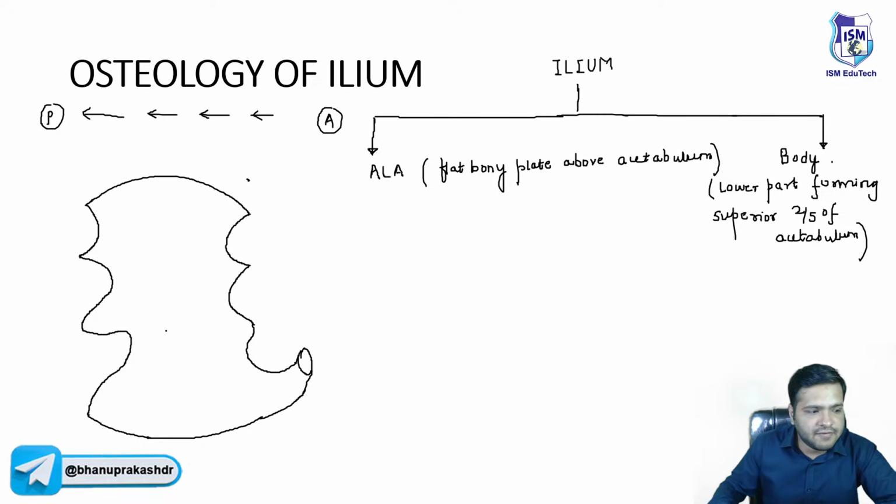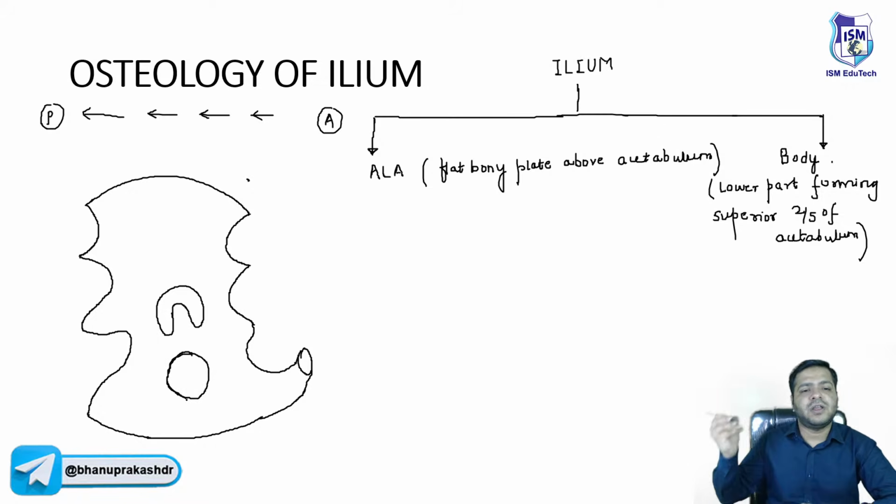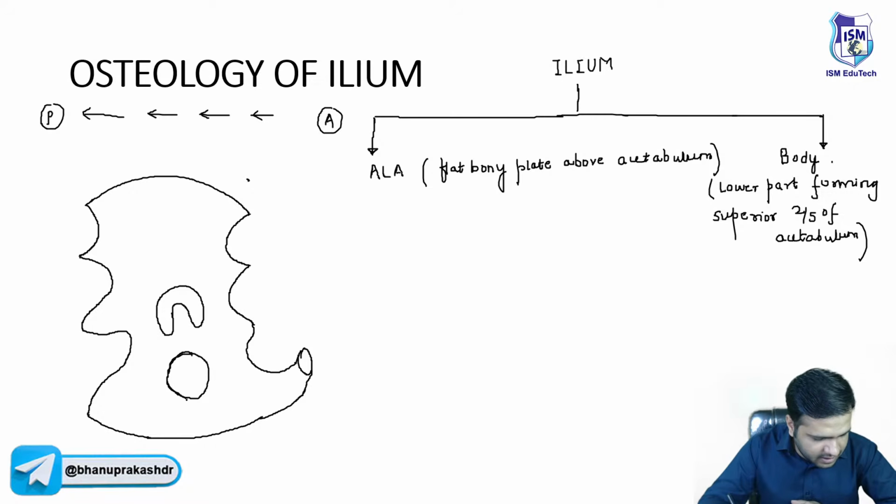So remember, beta, we have this acetabulum. Below the acetabulum we have one foramen, that is the obturator foramen. Now, beta, when I say ala, basically it means the body part of the ilium. So I'm talking about this part, beta.